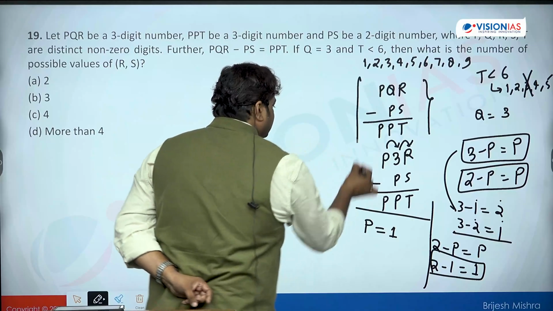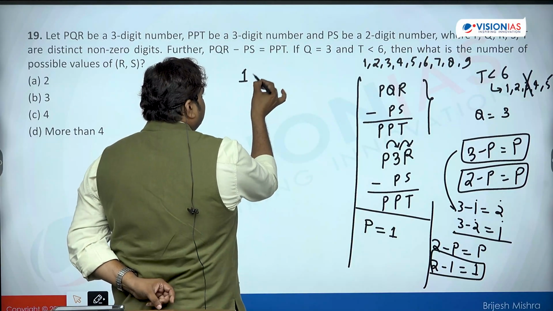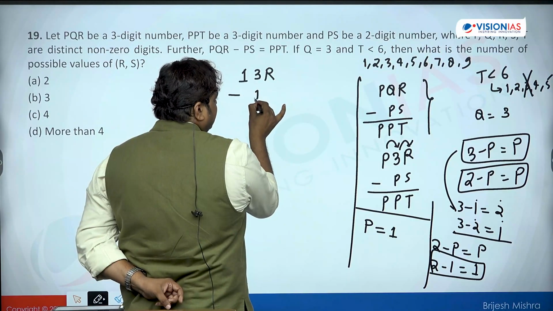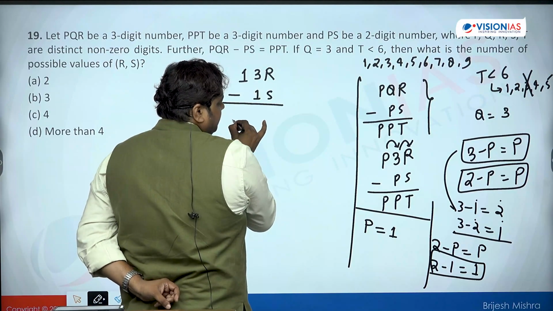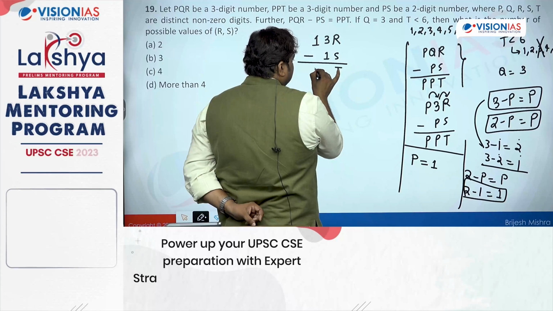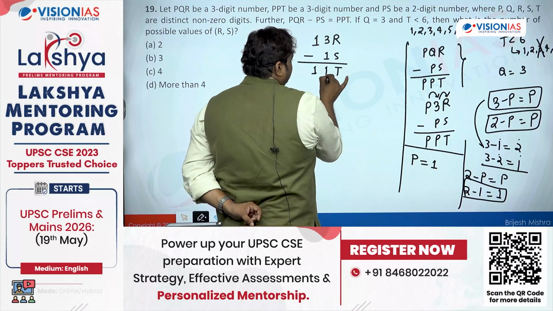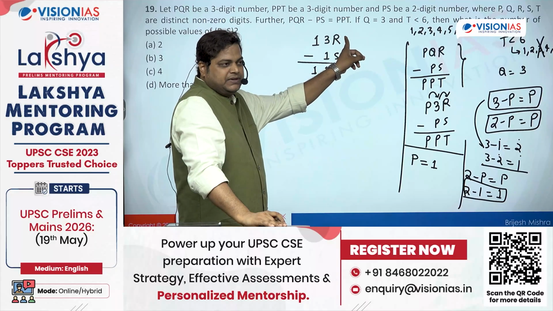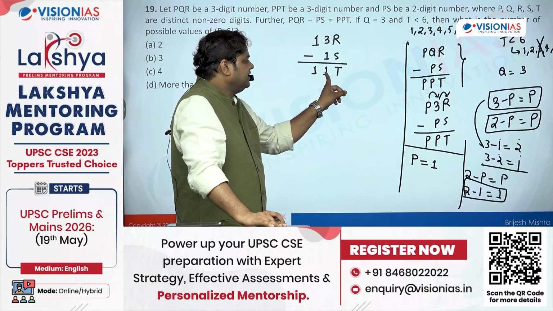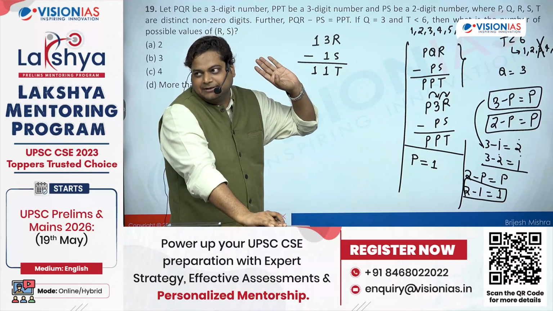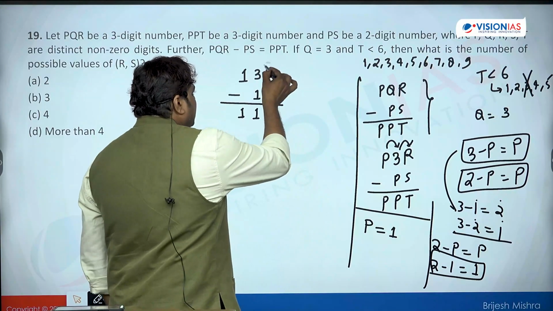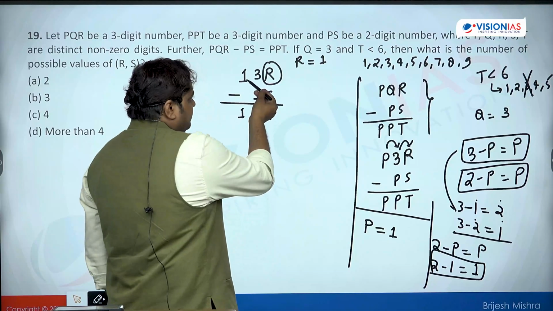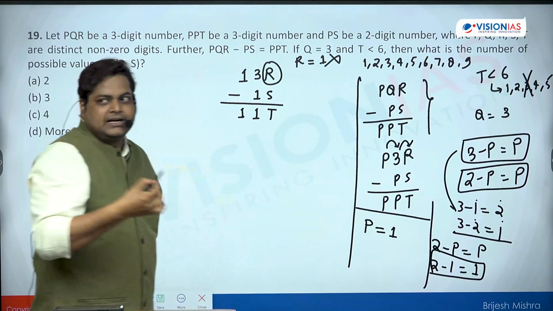So we are getting the value of P as 1, the value of Q is 3, then R minus P, which is 1, S divided by, we are getting T. Here P is what? 1, 1, T. That means this is 131 to 139. This is 111 to 190. Now, what can the value of R be? Can R be 1? P is 1, they are distinct numbers, so R cannot take 1.